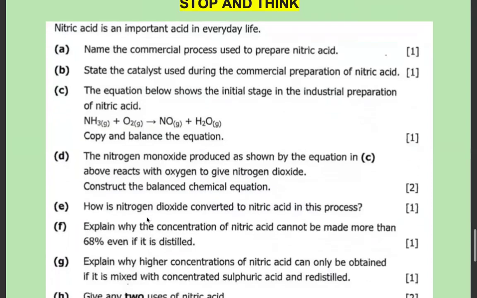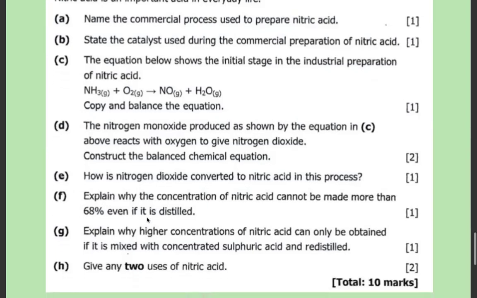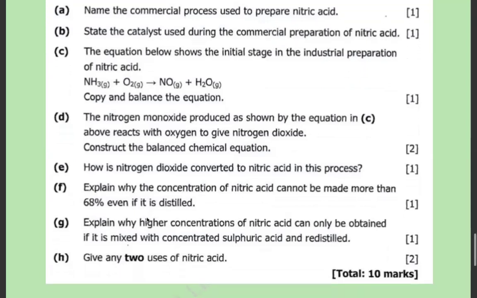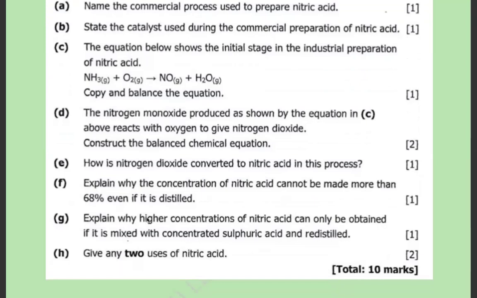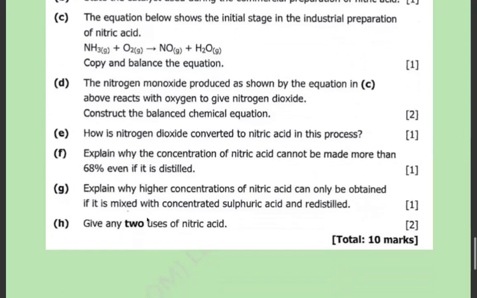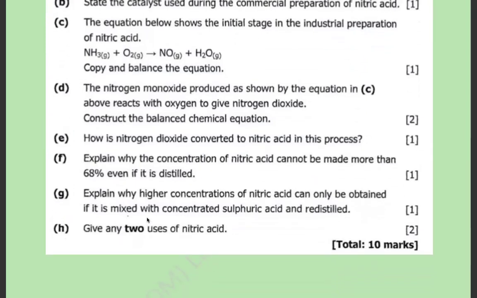It's already up there. Nitrogen monoxide produced as shown by the equation above reacts with oxygen to give nitrogen dioxide. Construct a balanced chemical equation. It's already up there. How is nitrogen dioxide converted to nitric acid in this process? Everything is in there. Explain why the concentration of nitric acid cannot be made more than 50% if it is distilled. I've already explained. Explain why a higher concentration of nitric acid can only be obtained if it is mixed with concentrated sulfuric acid and dehydrated. Already explained. Give 2 uses of nitric acid. Already explained.